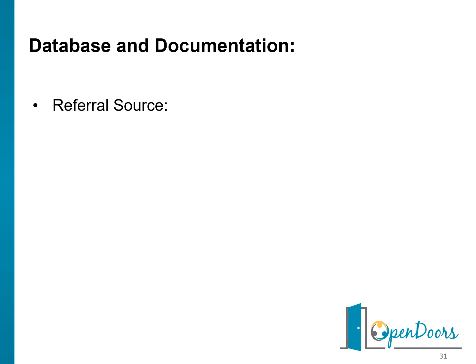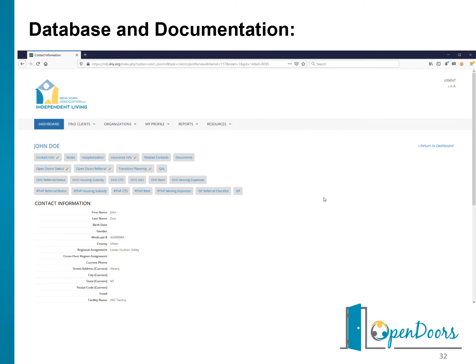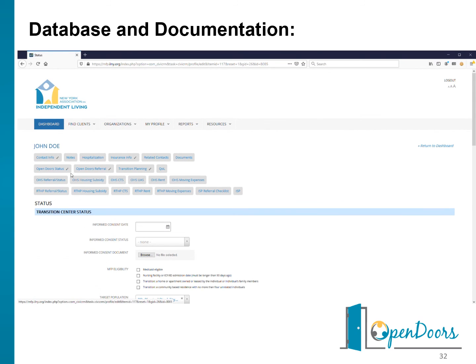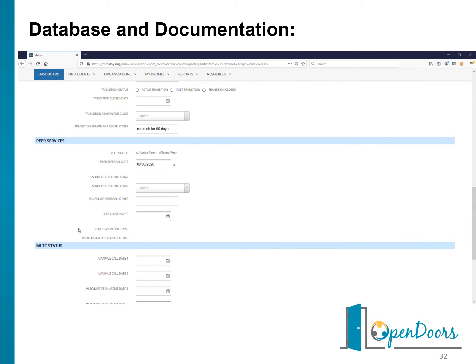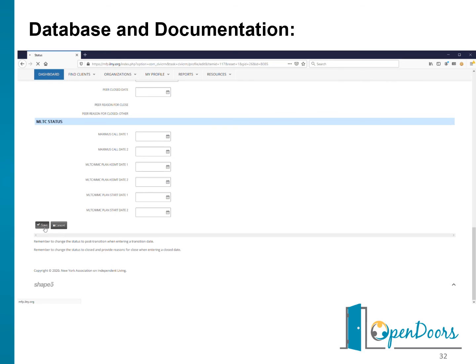This next video will show the referral source. Next to the participant's name, click Manage. And then the little pencil next to Open Doors Status. Under Peer Services, Source of Referral, click the source of referral.